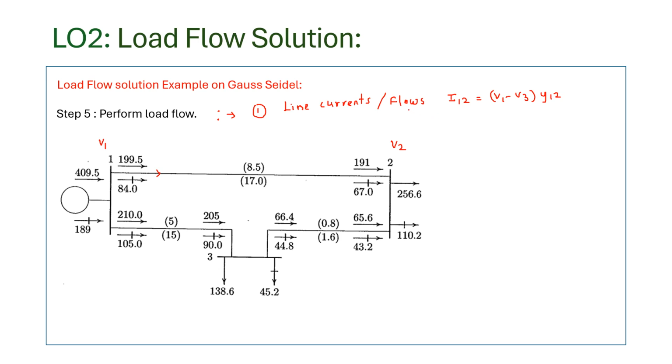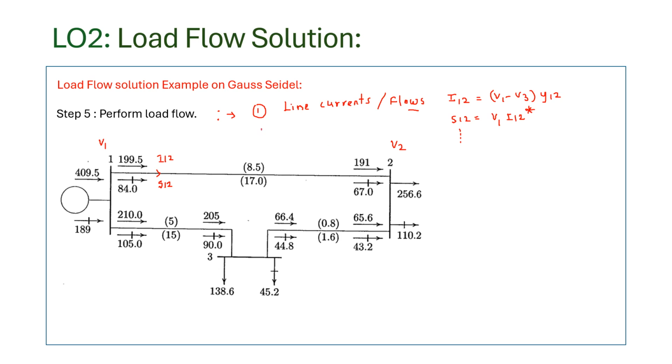Then how to calculate the line flows? Say I12 is the line current and S12 is the line flow. So S12 is equal to V1, the voltage at bus 1, into I12 conjugate. This will give you the line flow from bus 1 to 2. In this way, we can calculate the line current and line flow in all the lines.